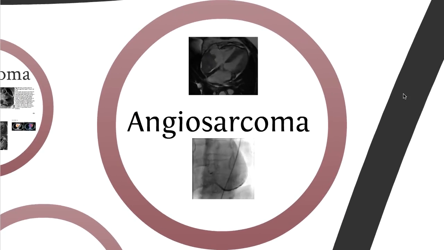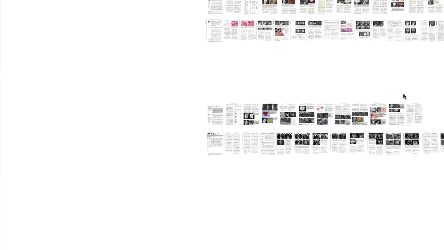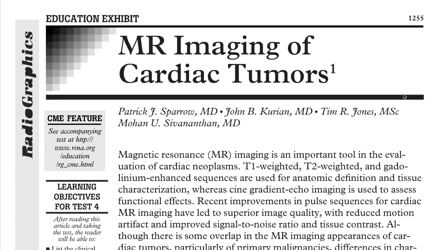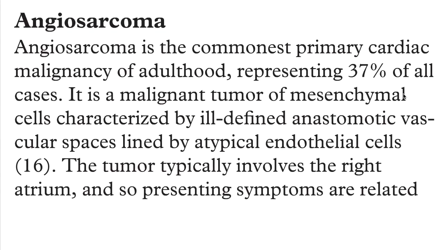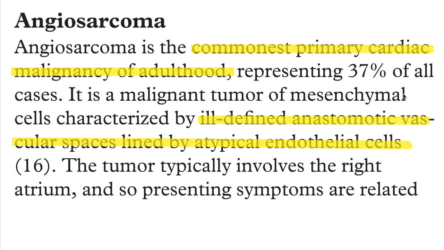Let's look at one of the more uncommon masses, but very important, angiosarcoma. Angiosarcoma is going to be the most common primary cardiac malignancy of adulthood, 37% of all cases. This is defined as ill-defined anastomotic vascular spaces lined by atypical endothelial cells, typically involving the right atrium.